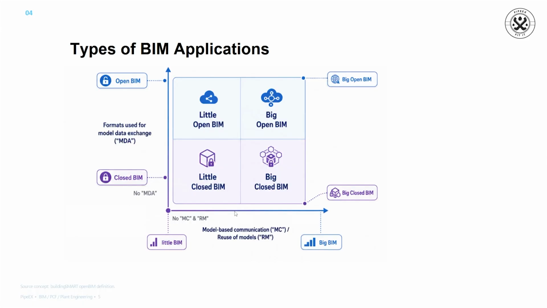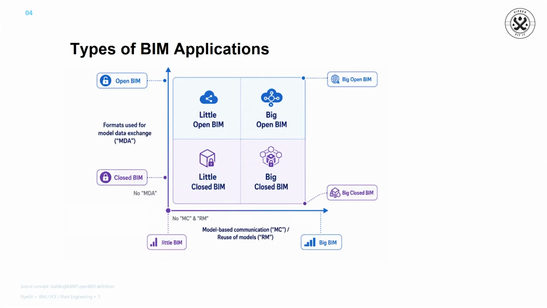There is also a difference between little BIM and big BIM. Little BIM is usually limited to one discipline or one company. Big BIM means that multiple disciplines and companies are involved in a shared digital process. So, Big Open BIM is the most collaborative approach. Different disciplines, different companies, and different software tools exchange project information through neutral data interfaces.